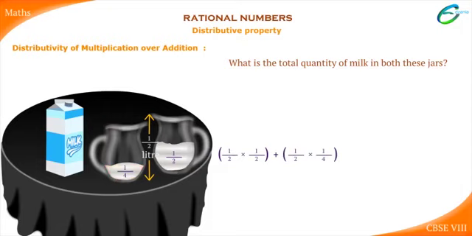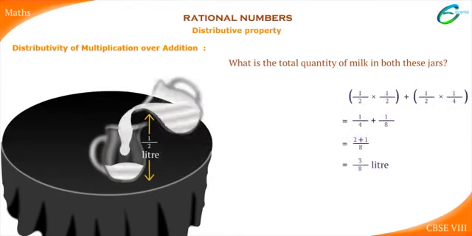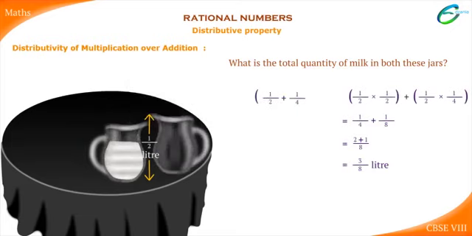There are two ways to find the total quantity of milk in both the jars. As per one method, we can multiply and find the amount of milk in each jar and then add the products to get the total amount of milk in both the jars. Another method is first adding the filled part of the milk in both jars and then multiplying with 1/2.